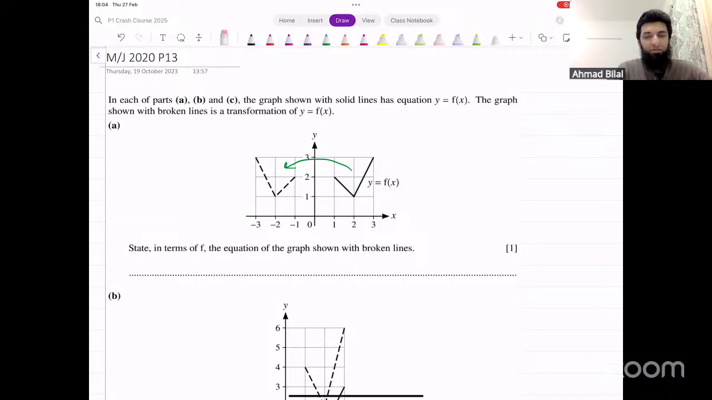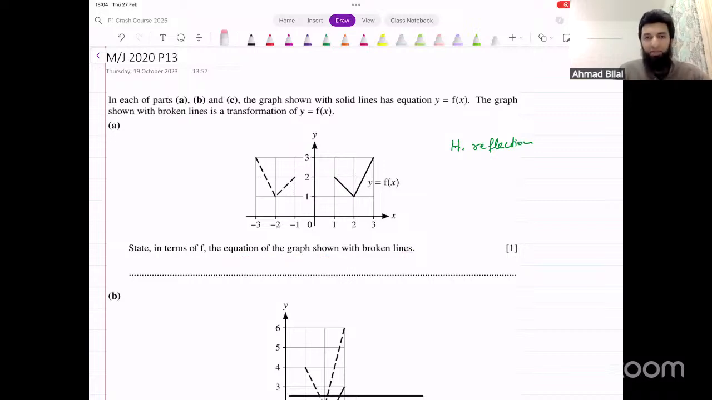It's a reflection. It's a reflection in the y-axis. Do we call this horizontal reflection or vertical reflection? The movement of the graph is horizontal. The points on the right side, they're going to the left. The points on the left side, they would go to the right, right? So movement is horizontal. So we can say it's a horizontal reflection. Horizontal means something will have to change inside the function. X will change, okay? We have to write down the equation of this graph with broken lines.